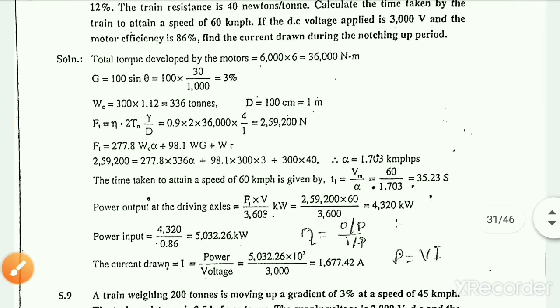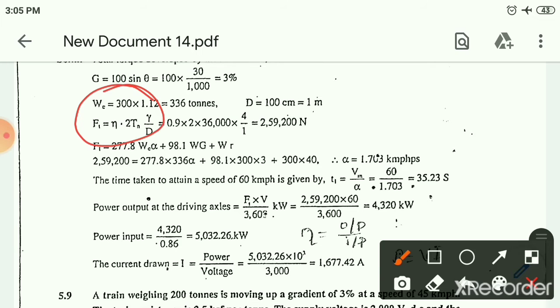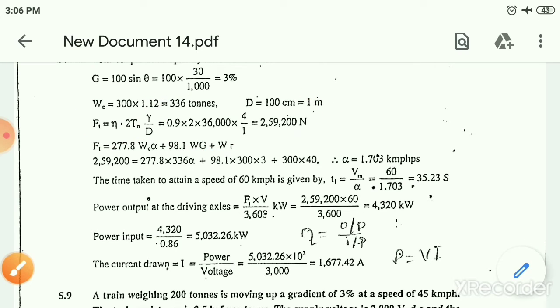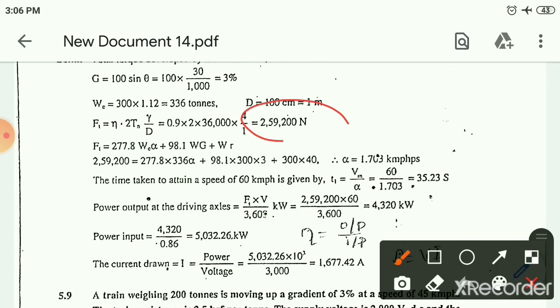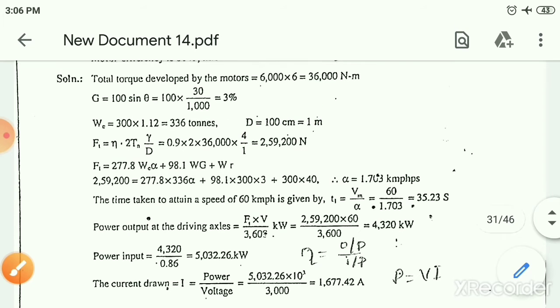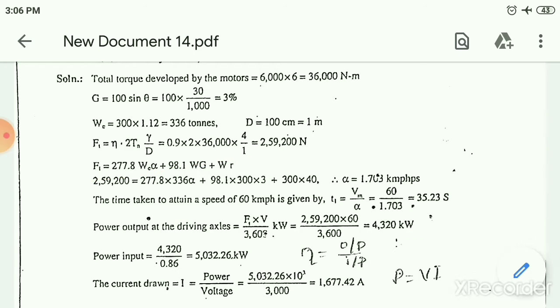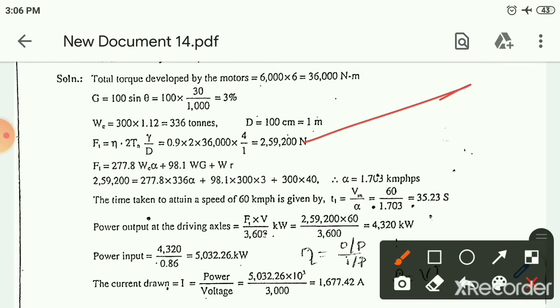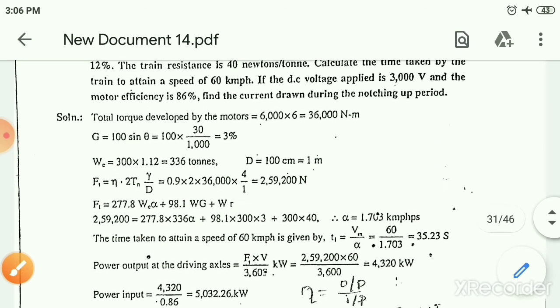So Ft is a known equation. From this you just substitute all the values, and you will get Ft equal to 2,59,200 Newton, which is the tractive effort. You know one more equation to calculate the tractive effort. So this is the equation. Just substitute all the parameters. Ft is calculated. So substitute all the parameters and calculate the acceleration alpha.